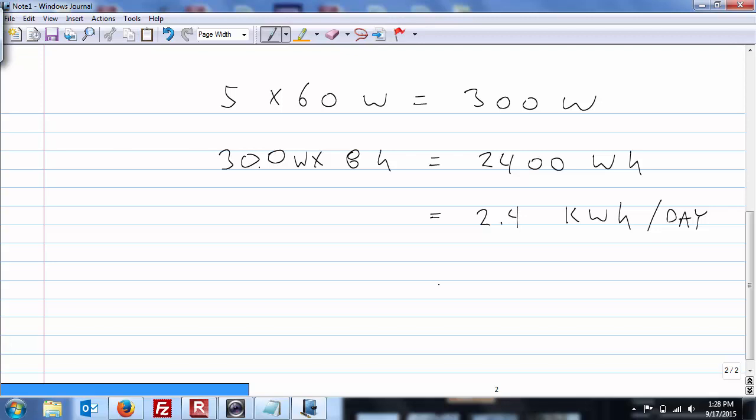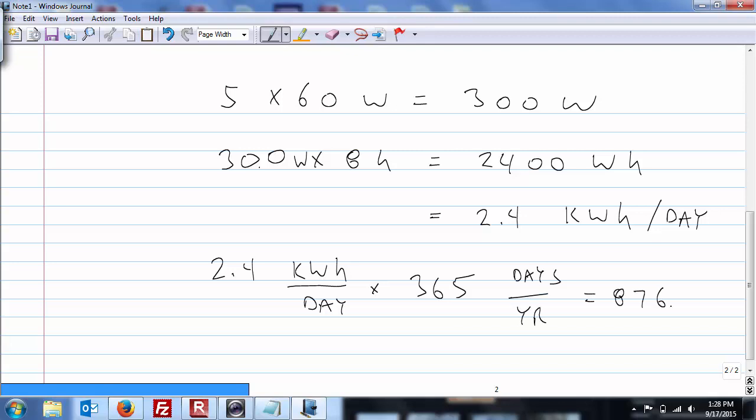So now I know how much is a day, how am I going to figure out for a year? Multiply times 365. So I multiply that out, 365 days, my days cancel out, and I'm going to be left with how many kilowatt hours per year? 876 kilowatt hours per year.